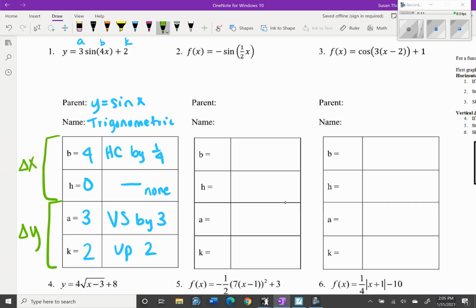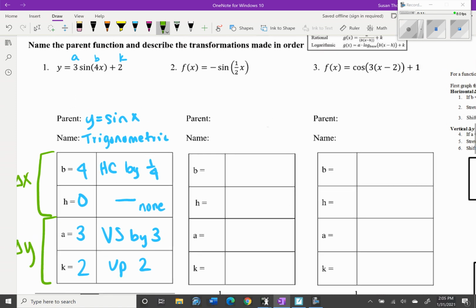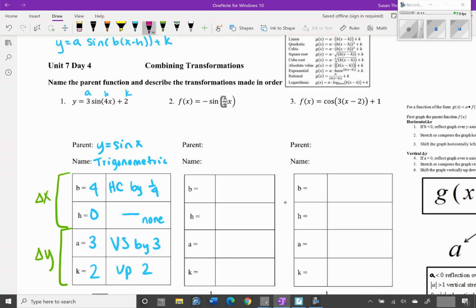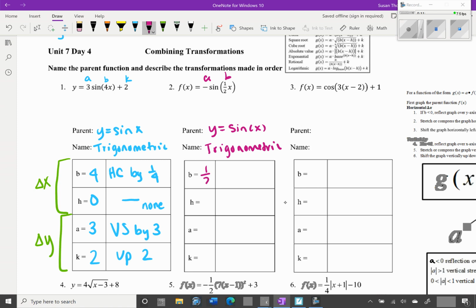So looking at the next one, we have, again, a sine equation. So if you want to look at your general equation up here, you can see that your a, in this case, is here, this is b, and we don't have an h or a k. So your parent graph is still y equals the sine of x, and it's still trigonometric. You can write trig function. So b, in this case, is 1/2.